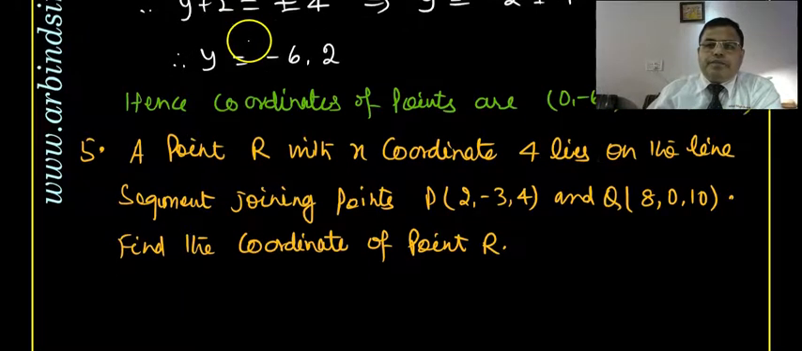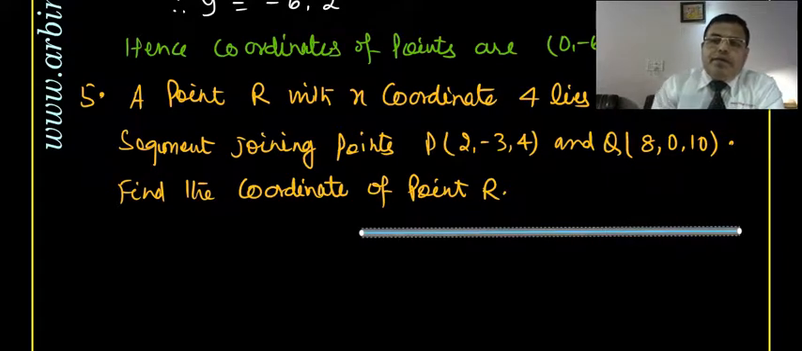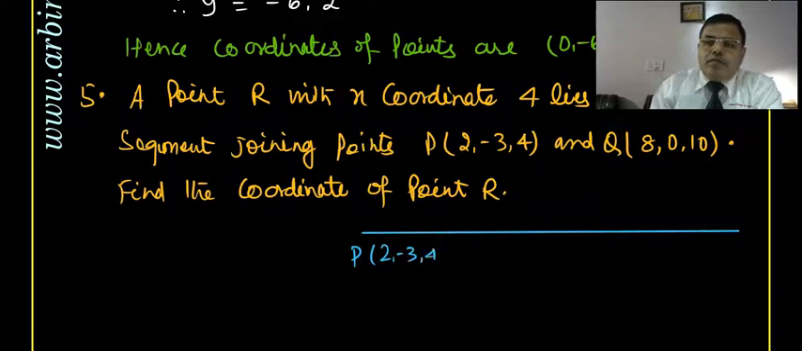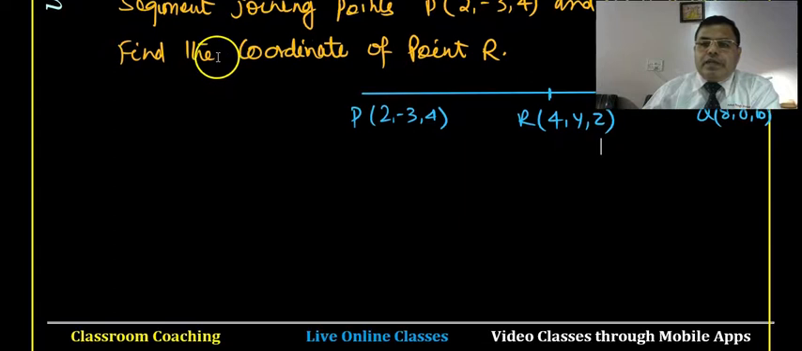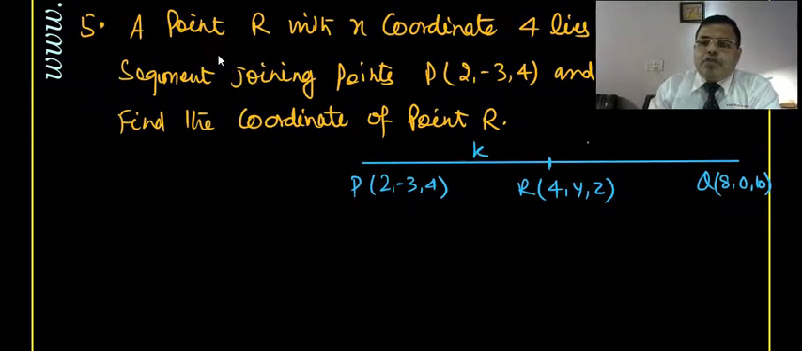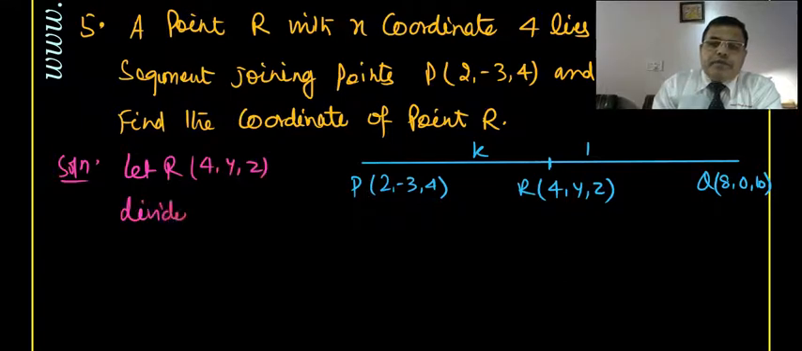Right. So here is the solution. How to deal with this question? Let this be a line, with points P, Q and R on it. P is (2, minus 3, 4). Q is (8, 0, 10), and R is something whose x coordinate is 4, with y and z coordinates unknown. R with x coordinate 4 lies on this line segment. So let R divide PQ in the ratio k is to 1. Let R be (4, y, z).